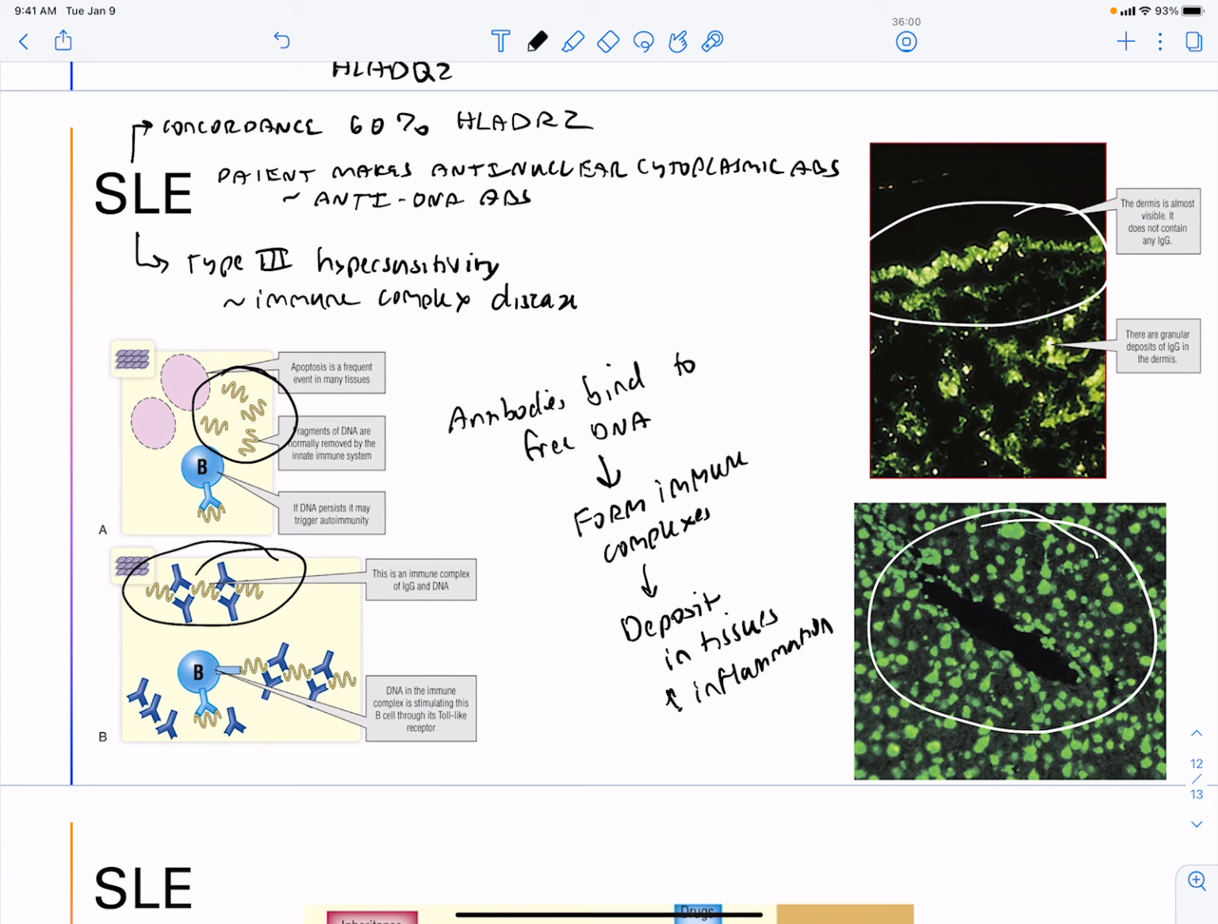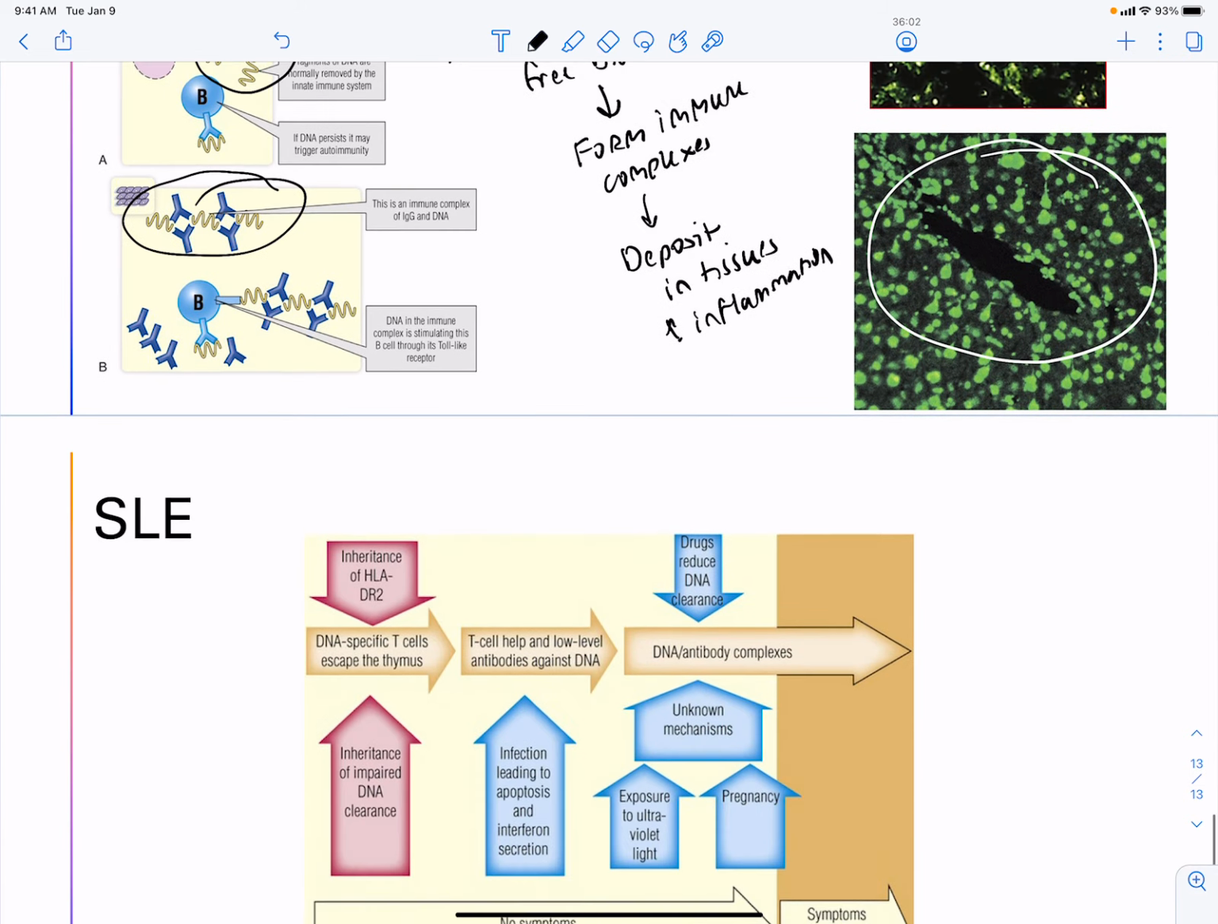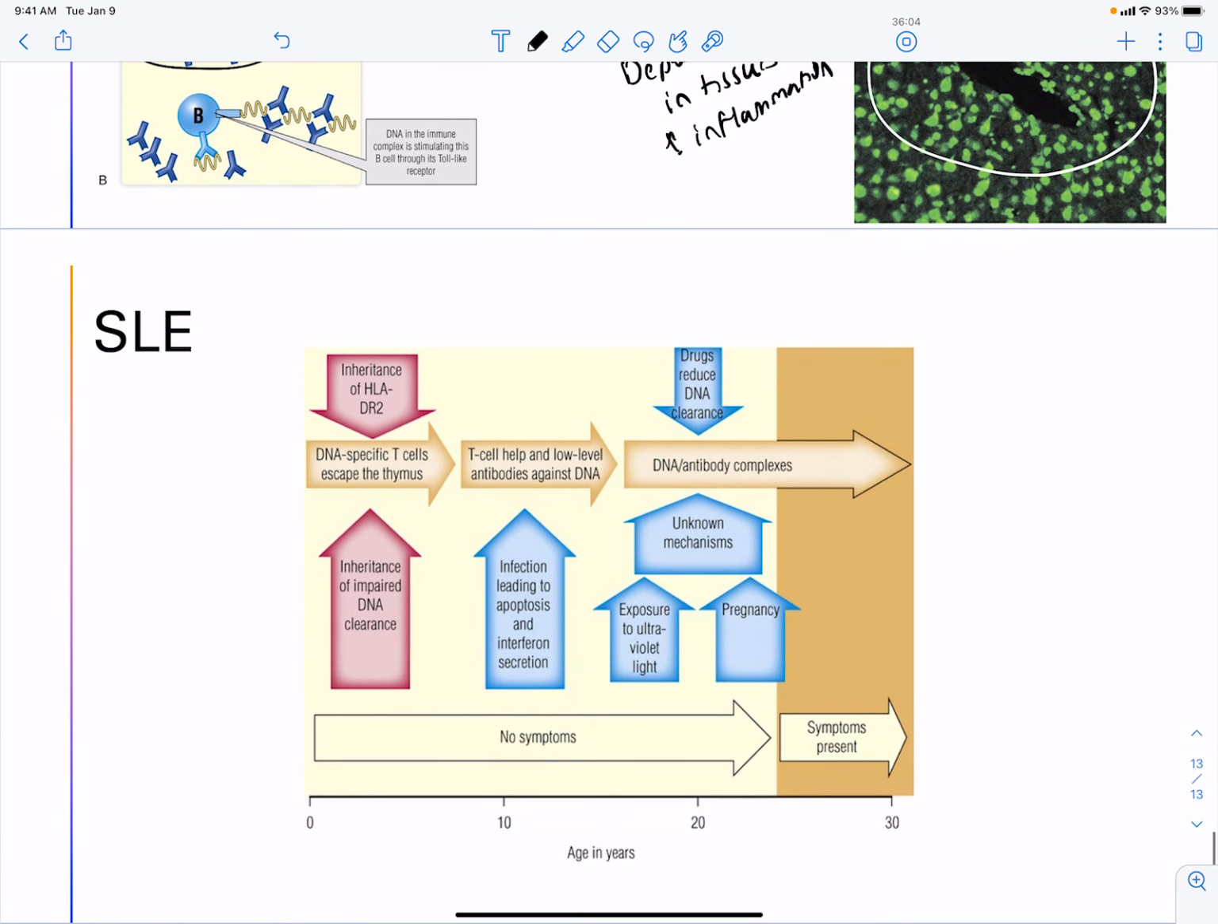Now, lupus is, of course, systemic, and so inflammation can potentially be systemic. And systemic lupus also affects women more than men, and is thought to be related to an increase in estrogen.